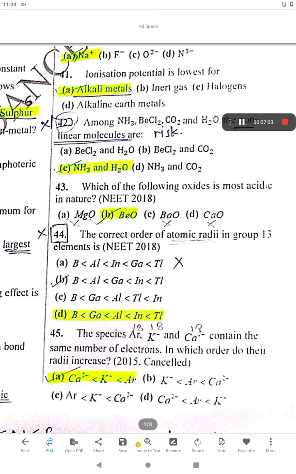So, 44th question. Now see, boron's atomic radius is 82, aluminium's atomic radius is 143, gallium 135, indium 167 and thallium 170. So boron is less than aluminium, but aluminium is more than gallium. So boron is less than gallium, is less than aluminium, is less than indium, is less than thallium. It is like that.